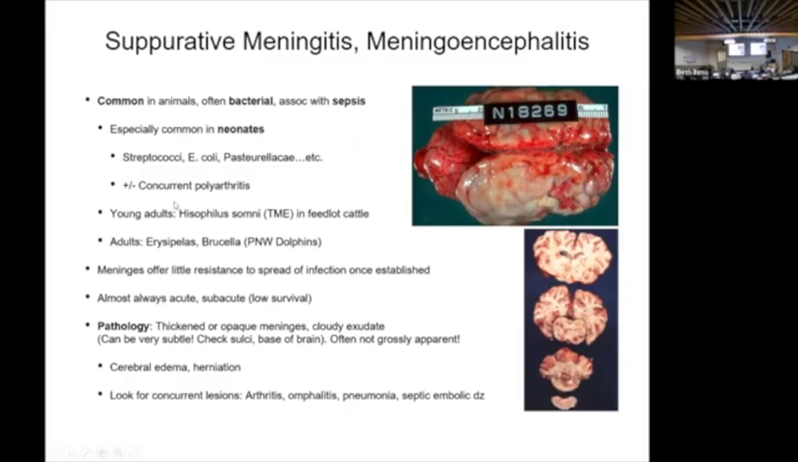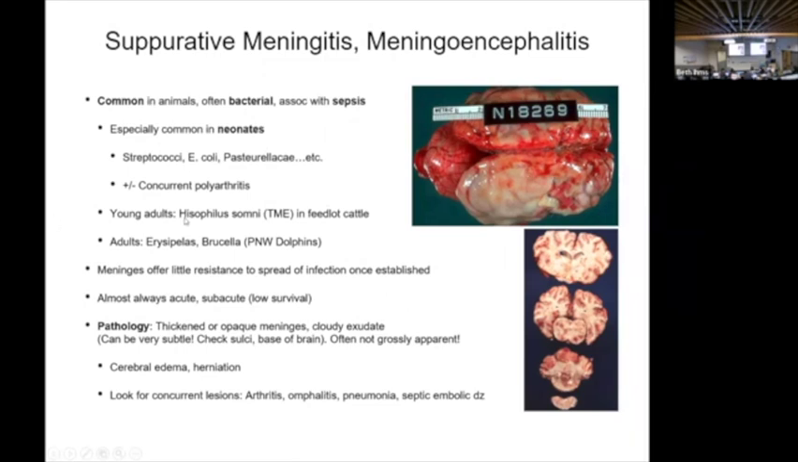Look for concurrent lesions of sepsis. So polyarthritis is another big lesion in septic animals, often suppurative again. Look for a septic focus. So like, is there an abscess somewhere, an umbilical abscess? Check the tail dock site, castration sites, all the common portals of entry for sepsis in neonates. And those concurrent lesions will give you clues as to the etiology of this.